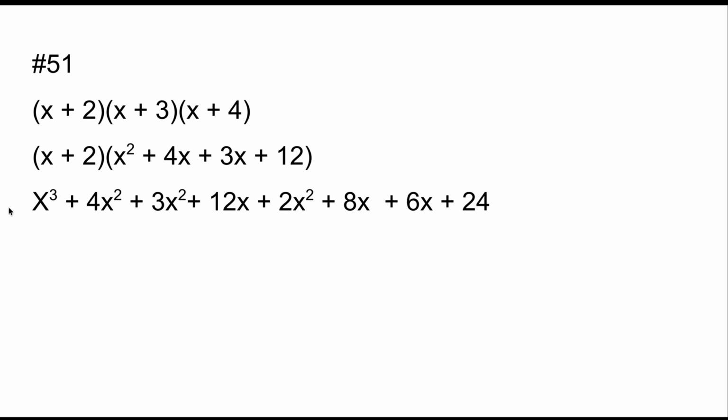Nothing to add with the x cubed, but we have 4, 3, which makes 7, plus 2, 9. We have 9x squared. And then we need to add 12 plus 8, which is 20. 20 plus 6, 26x. This is our final answer. X cubed plus 9x squared plus 26x plus 24.